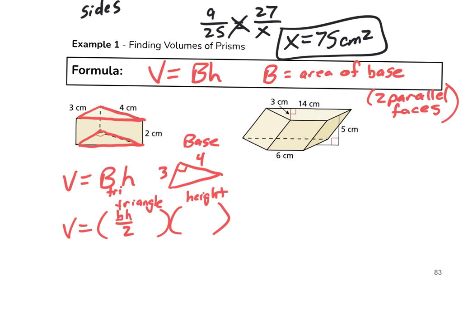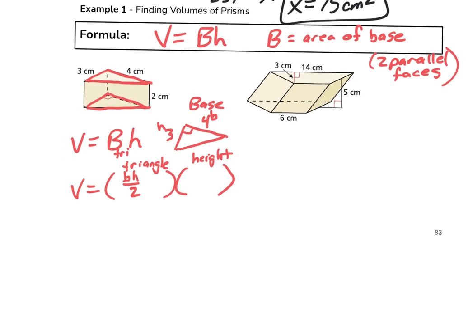The height of the triangle would be these two pieces here. So there's two different heights in this particular problem. Because this was a right angle, I can just do 4 times 3 divided by 2, because those two are perpendicular to one another, and when we have a height, it has to be the perpendicular height. So that's 4 times 3 divided by 2. That gives me the area of the triangle, of the base.